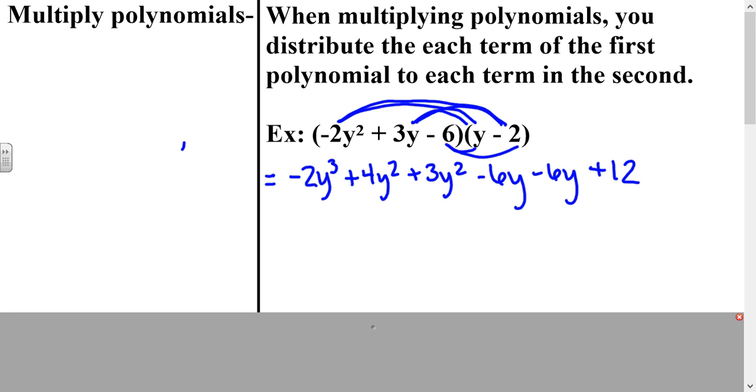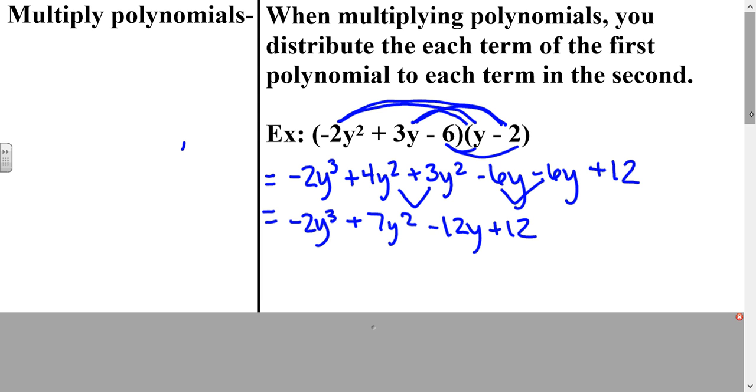So I'm just going to combine any like terms that I can. Well, there's nothing that can be combined with negative 2y cubed, so I'm just going to bring that down. And then I can combine 4y squared plus 3y squared, so that turns into 7y squared. And then I can combine negative 6y with negative 6y, so that becomes negative 12y. And then I have positive 12 that I can bring down. So that would be my answer in standard form.